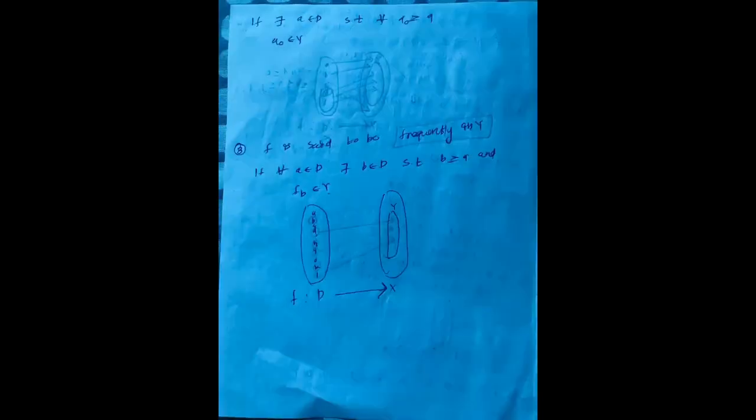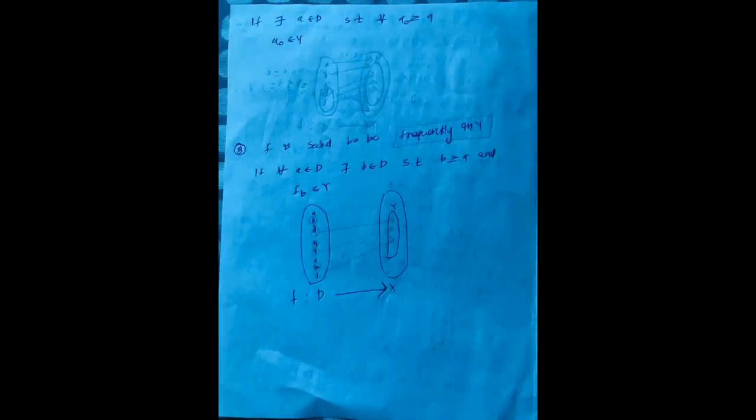Secondly, f is said to be eventually in Y if there exists a0 belongs to D such that for every a greater than or equal to a0, f of a is an element of Y. So let us make it clear by seeing the diagram. The function f from D to X, where this is a directed set with the elements a, b, c, d, f, etc. What the definition says is that there is an element in capital D.